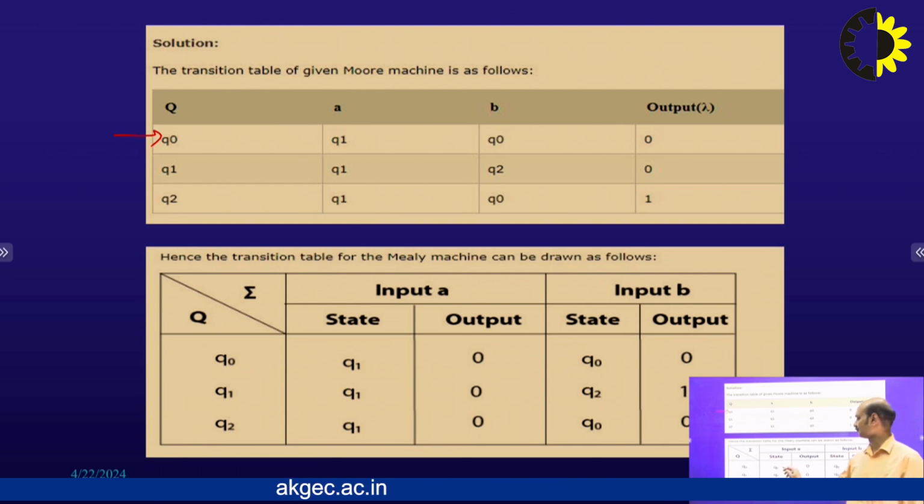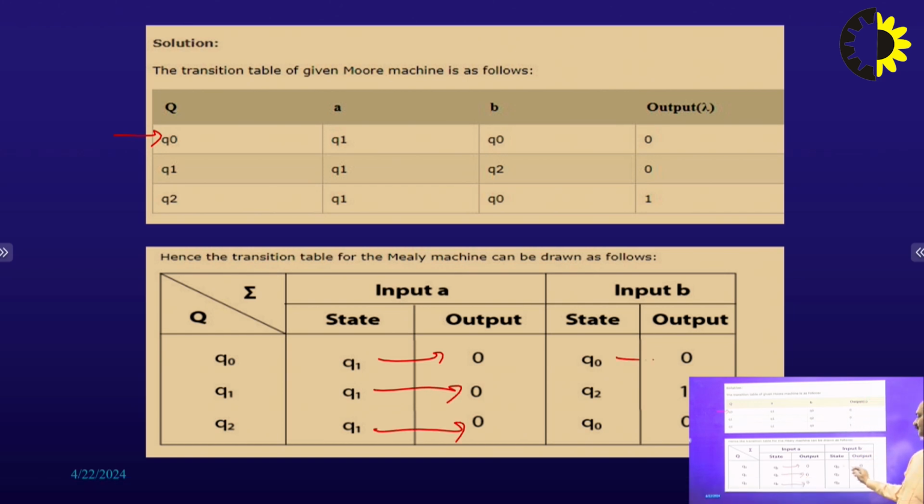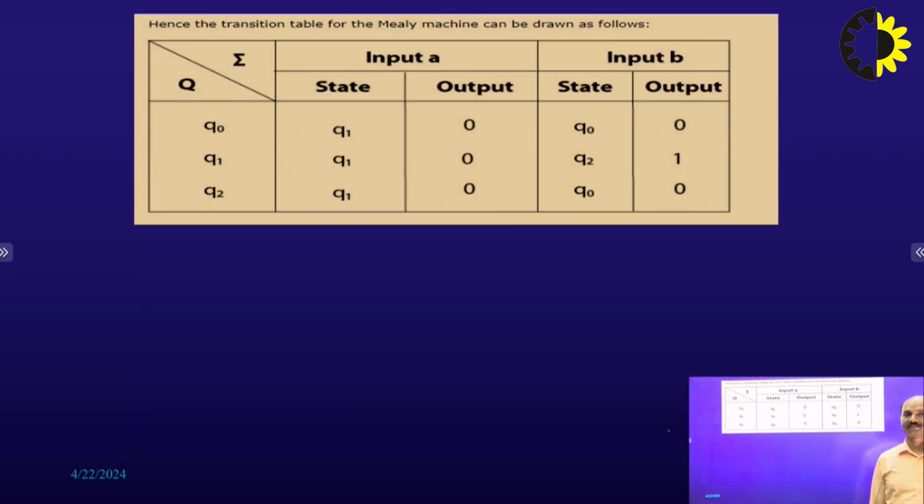What is the output of Q1? That is 0. Output of Q1 is 0. What is the output of Q0? That is 0. Q2 output is 1. Q0 output is 0. So we convert this particular table into another table of the Mealy machine. Then last step, this particular table is converted into the transition diagram. So this is the table, and we are going to draw the Mealy machine diagram.